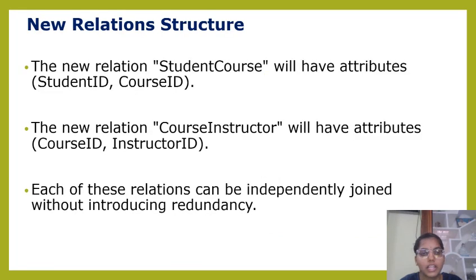New relation structure. The new relation student course will have attributes like student ID and course ID. The new relation course instructor will have attributes like course ID and instructor ID. Each of these relations can be independently joined without introducing redundancy.